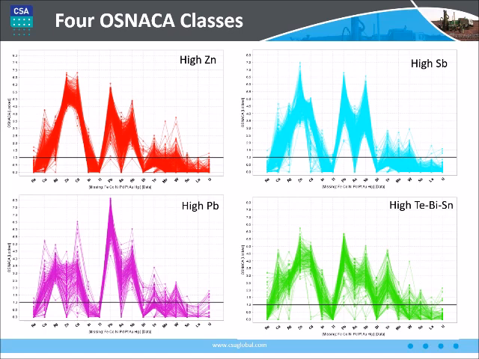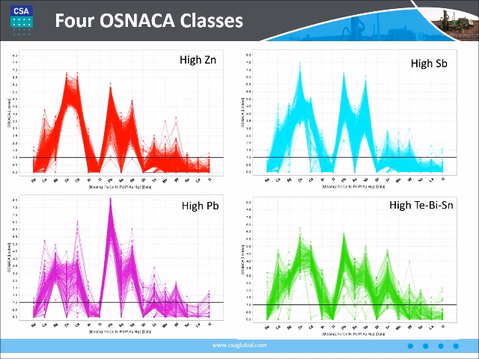But we are starting to see that there is a particularly high lead group. There's a group with higher antimony than any other. And then this group down here has much more tellurium, bismuth and tin. So it is breaking out different signatures.